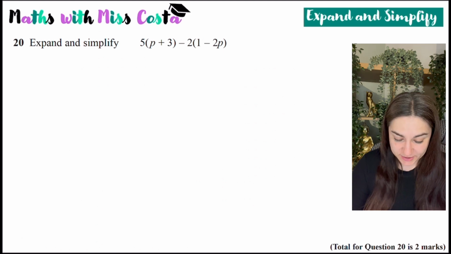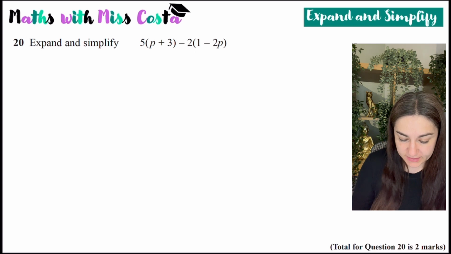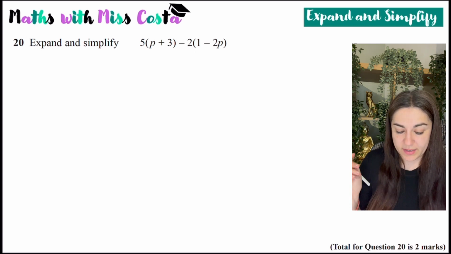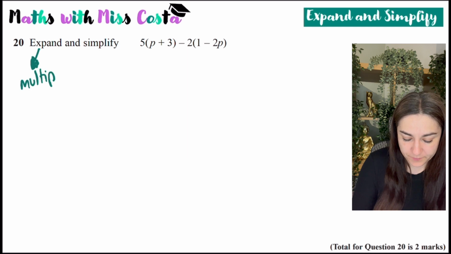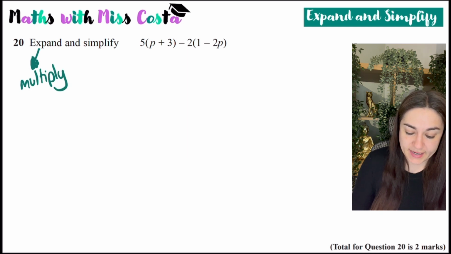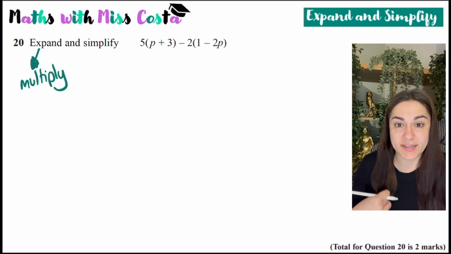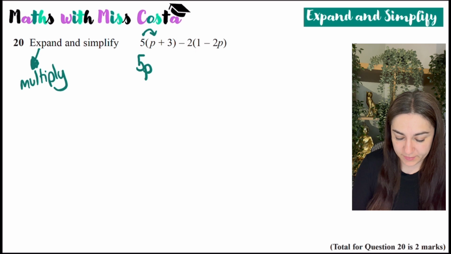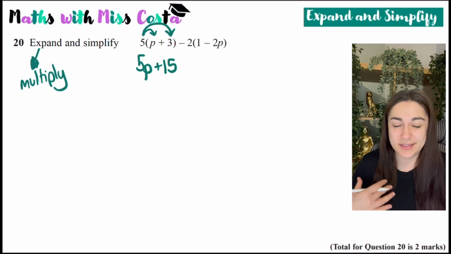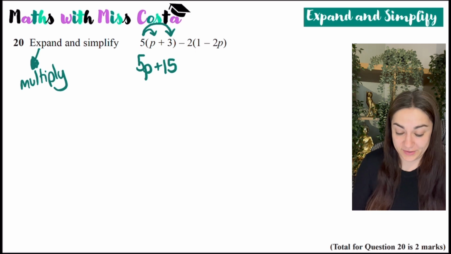Okay, next question is an expand and simplify. When I'm expanding brackets, expand means multiply out, and simplify is what we're going to do when we've expanded both brackets. It's a single bracket, so I can put a dot above here. I'm doing 5 multiplied by p, which is 5p, and then 5 times 3, which is 15. Doing the arrows just helps to remember what you need to do.